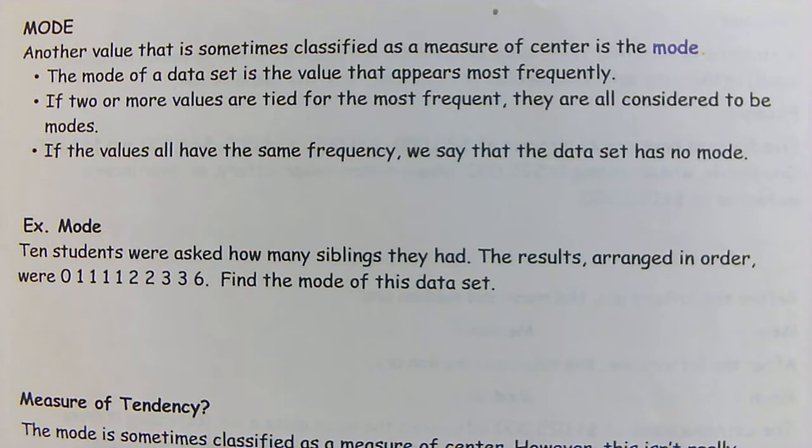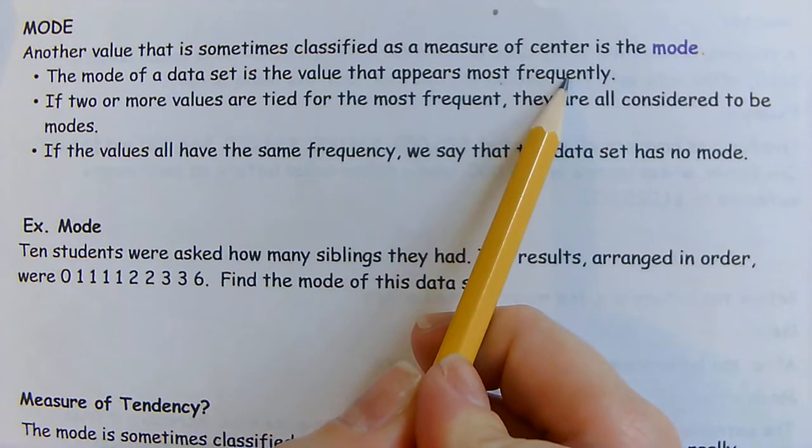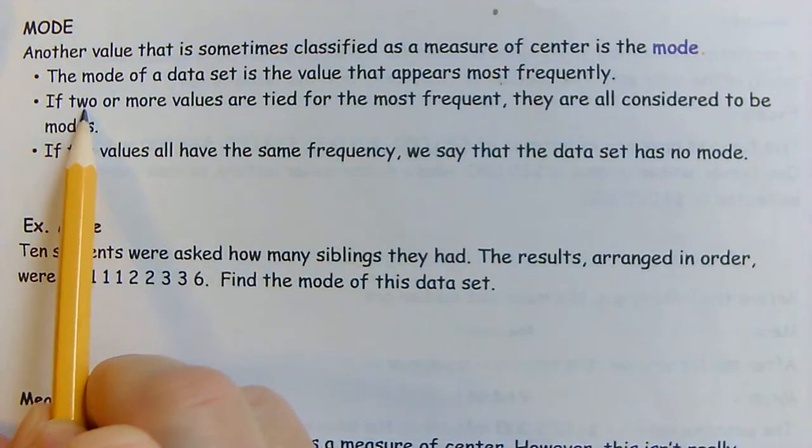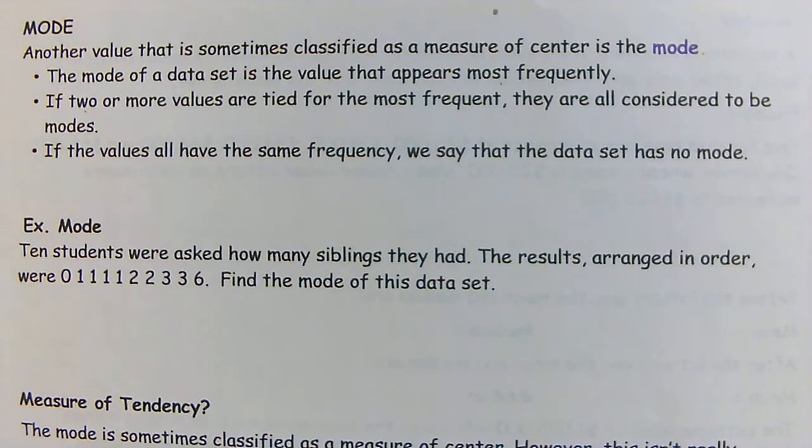Sometimes also used as a measure of center is the mode, which means something that appears more frequently than another number. It appears most frequently. If you have two values that appear more than other values, you could have two modes. If there are no values that appear more, you could have no modes. You could have one mode.